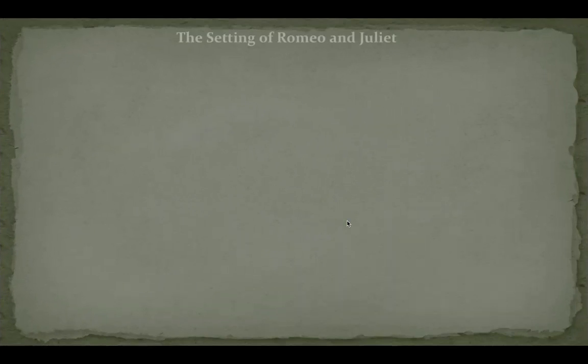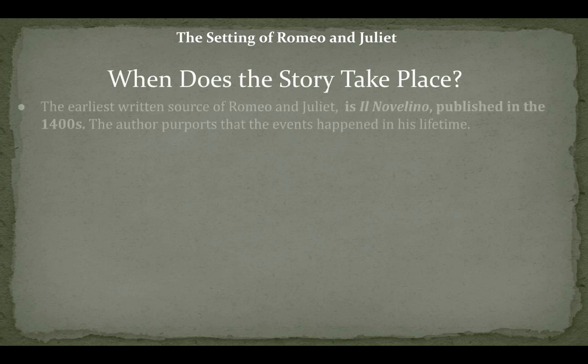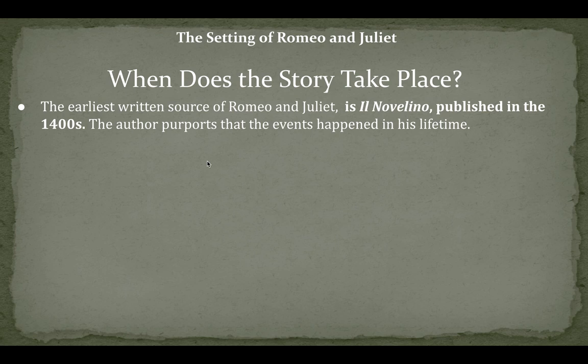All right, more on setting here. When does the story take place? So this is an interesting question. Now, the earliest written source of Romeo and Juliet is Il Novellino, that was published in the 1400s. Now, the author says that the events happened in his lifetime. He's saying the story of Romeo and Juliet is not fictional. We don't know if it's true or not, but it is ultimately fiction.